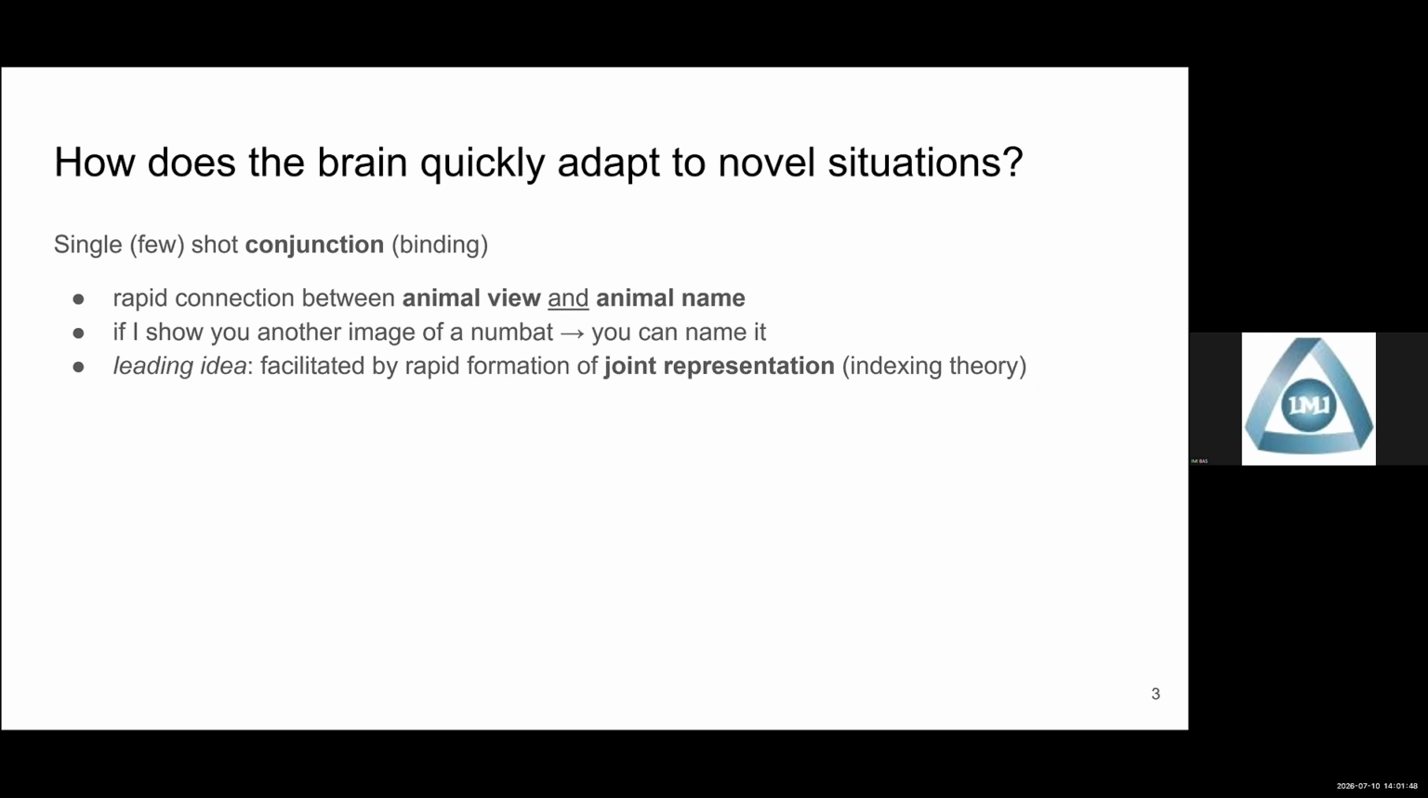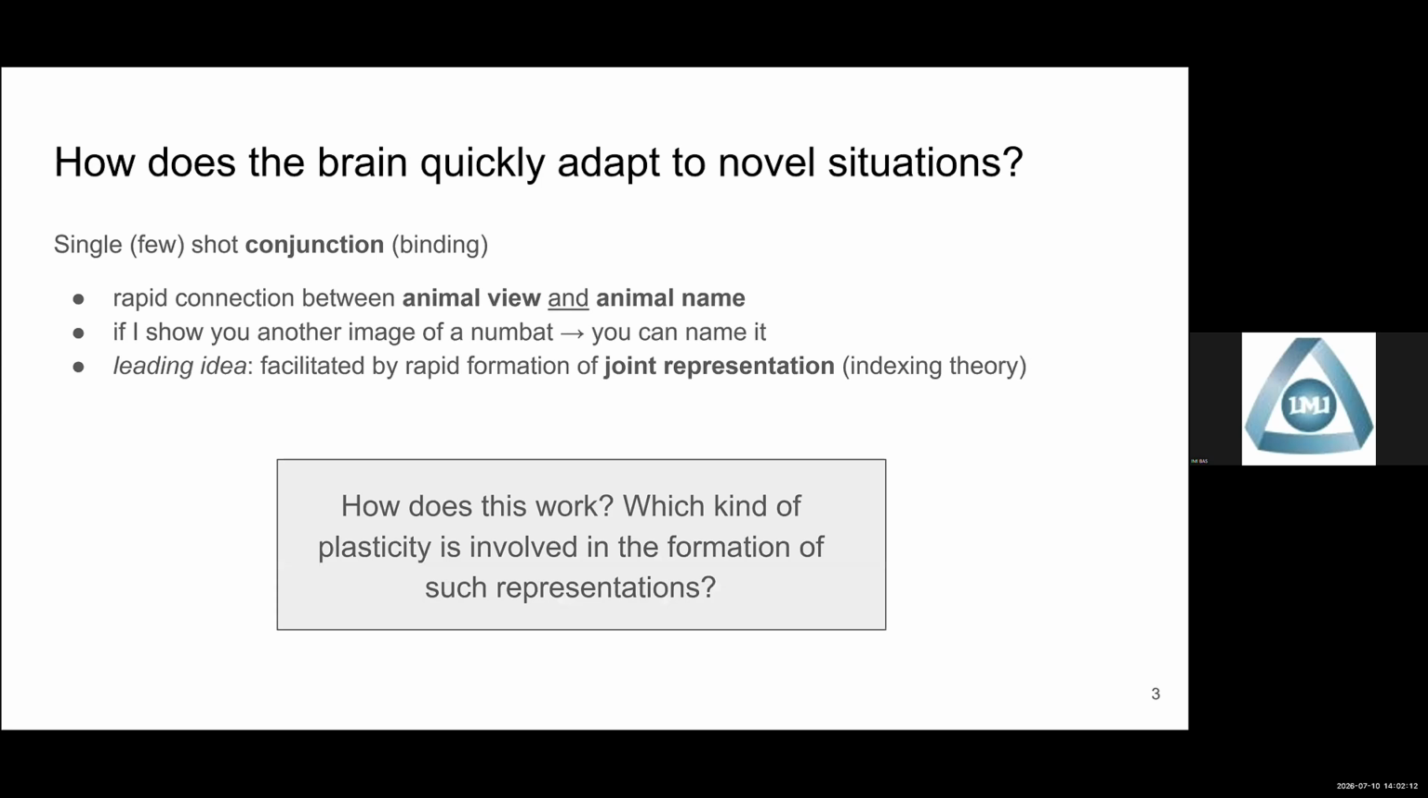This is kind of difficult, because if you were only interested in identifying this, you don't need to learn a new representation. This can be done by concept learning and deep neural networks, convolution networks, for example. But if you want to attach the image of an animal to a sound, to the name of this animal, this is more difficult, and this is done with a joint representation, and this is called indexing theory. So how does this work? Which kind of plasticity is involved in the formation of such a representation?